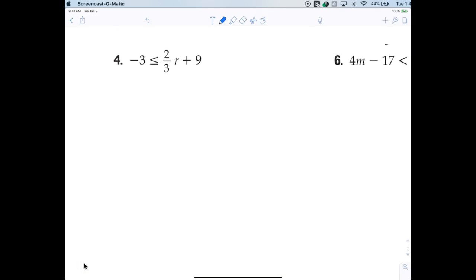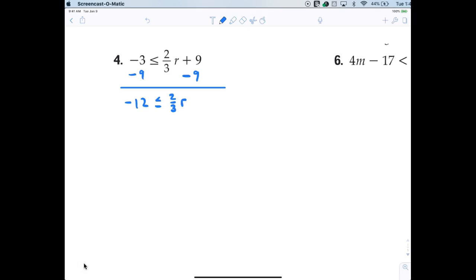All right, now look at number 4. Same situation. We're going to isolate the variable. To isolate the variable, I have to subtract 9 from both sides, right? And so this becomes -12 is less than or equal to 2/3 r. Anybody got a problem with that so far? Everybody's good?